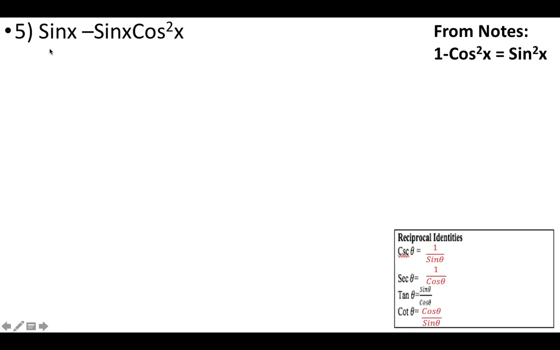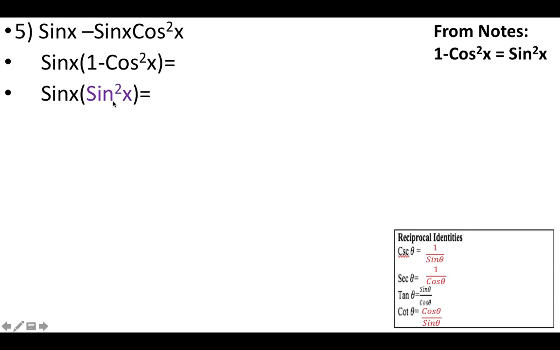So number 5, in strategy 2, the technique is to factor and then simplify. So I'm going to look right here in my first term and then my second term and identify something I could factor out that's common to both of these. I have 1 sine right here and I have 1 sine right here. That means I'm going to go ahead and factor out 1 sine. When I do that, I'm left over here with 1 minus cosine squared x. This is when my new identity from my notes that you should have highlighted, 1 minus cosine squared x is equal to sine squared x. So this right here becomes sine squared x.